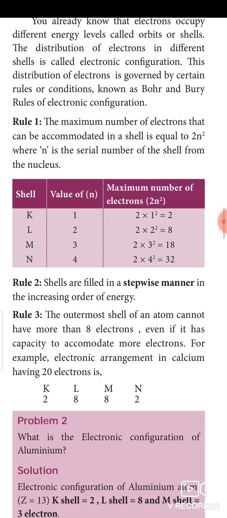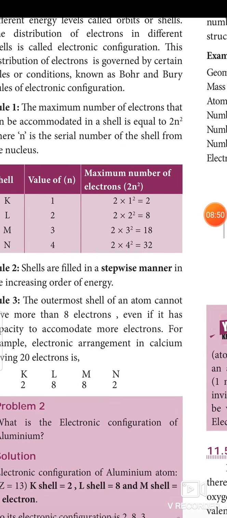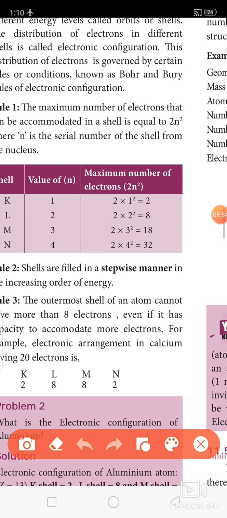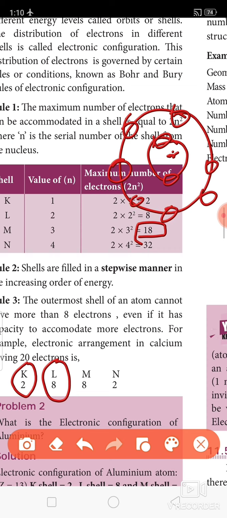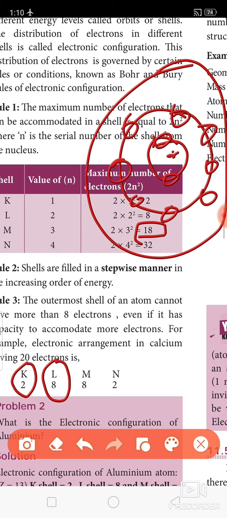For example, electronic arrangement in calcium having 20 electrons means we should arrange the electrons. First we should put 2 electrons in K shell. For this calcium, 2 electrons in K shell, remaining 18 electrons. So 8 electrons should be placed in L shell, remaining 10 electrons. See in this table, M shell can have 18 electrons. But see, I am drawing calcium. This is the calcium nucleus. In the first orbit there can be 2 electrons. In the second orbit 8 electrons: 1, 2, 3, 4, 5, 6, 7, 8. In the third orbit, the M shell, I can place up to 18 electrons.